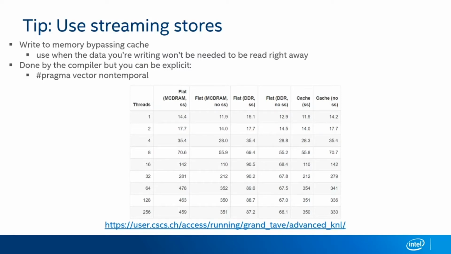bandwidth. So if you look at this table here, you'll see that, for example, using 120 threads with MCDRAM being flat, we go from 350 to 463 gigabytes a second of bandwidth if we use streaming stores compared to not using them.